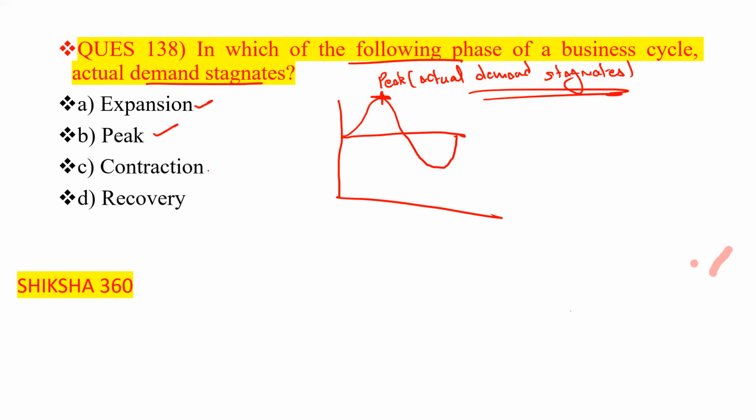In which of the following phases of a business cycle does actual demand stagnate? Expansion, peak, contraction, recovery. So what is the correct answer here? Option number B is the correct answer. That is at the peak. At the peak, actual demand stagnates.